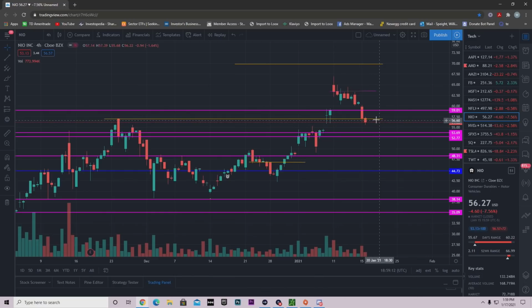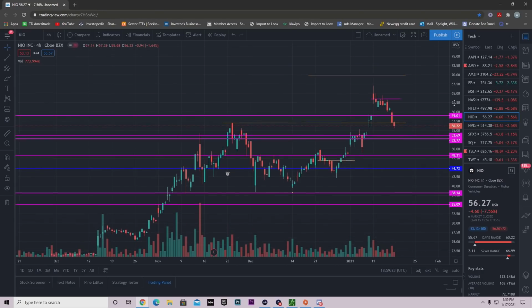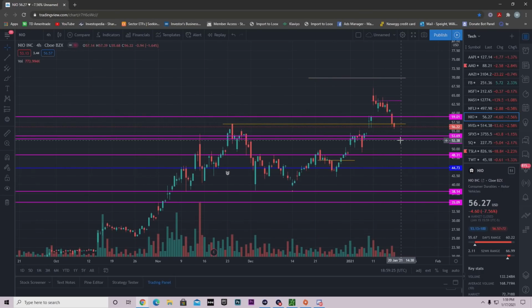So I told y'all that if it fell below this support right here at $57, which it did on Friday, I'm thinking it's coming down to $53.69. Now the $53.69, that's an amazing dip-buy opportunity. A lot of y'all didn't think it was coming to $53. Well, it's looking like it's heading there.